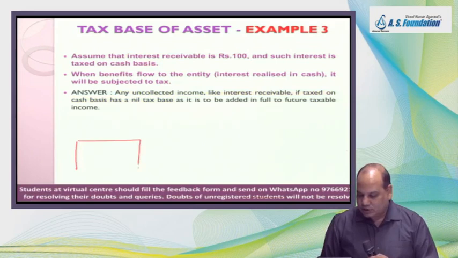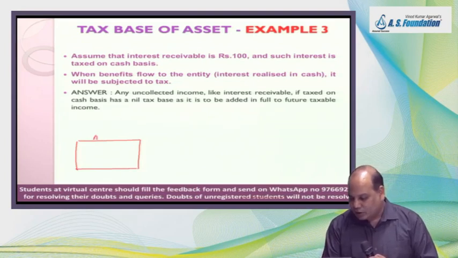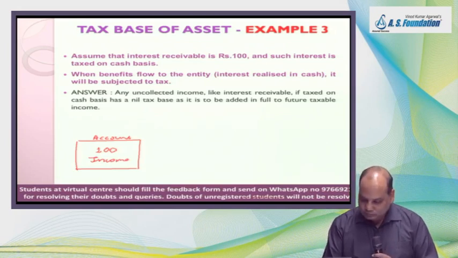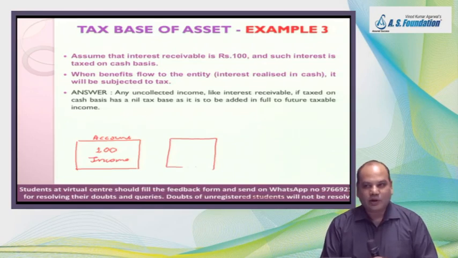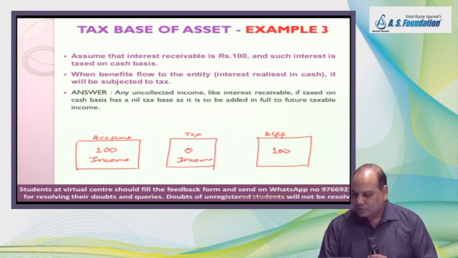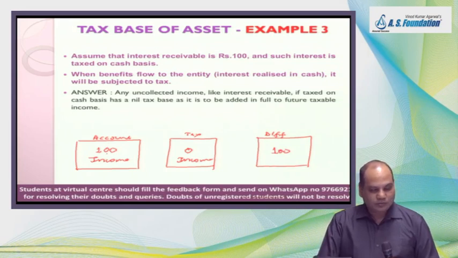One more way we can understand this thing, but be very careful when you use this other method. How much amount I have offered for income in the books of account? In the books of account, I have offered 100 rupees as income. How much income I have offered for tax purpose? I have offered for tax purpose 0. That means there is a difference in the treatment for accounting purpose and tax purpose by 100 rupees. Is it right?